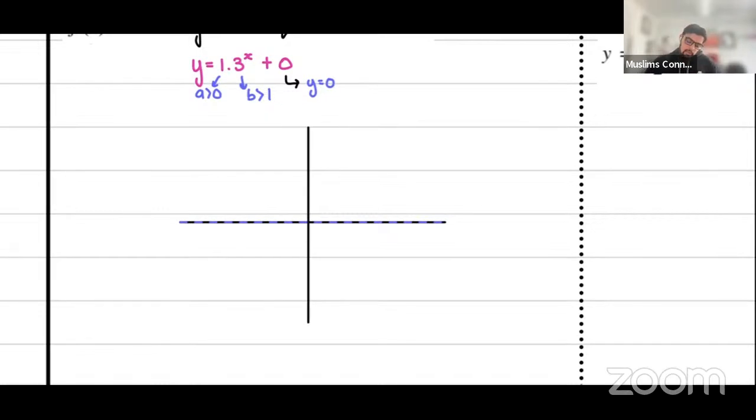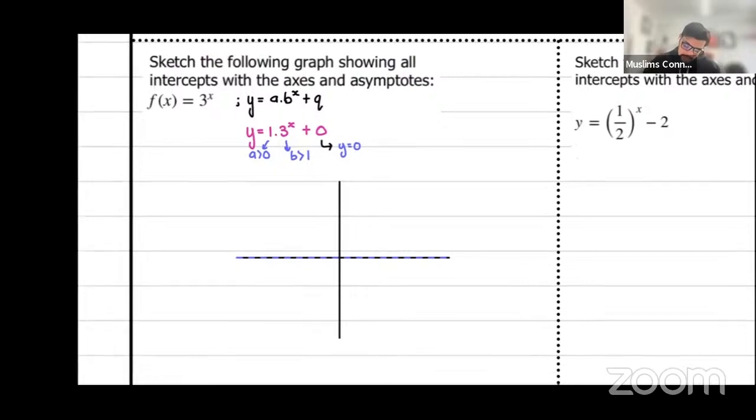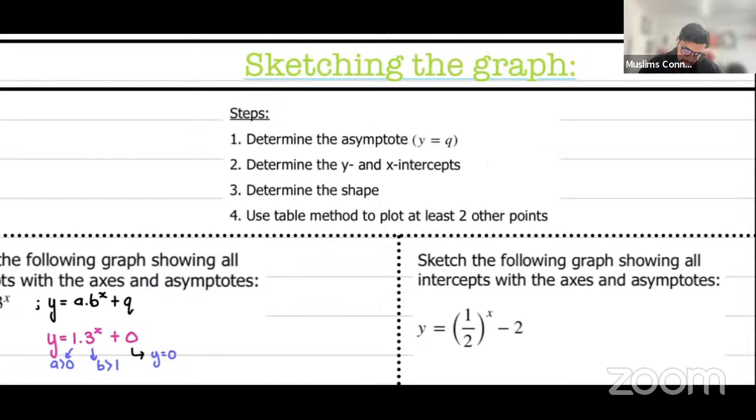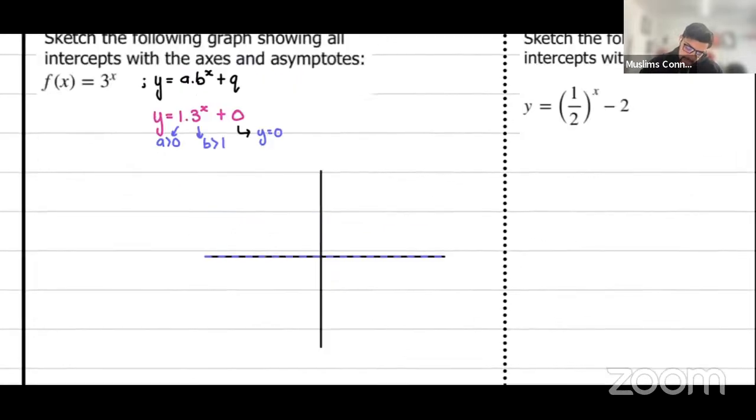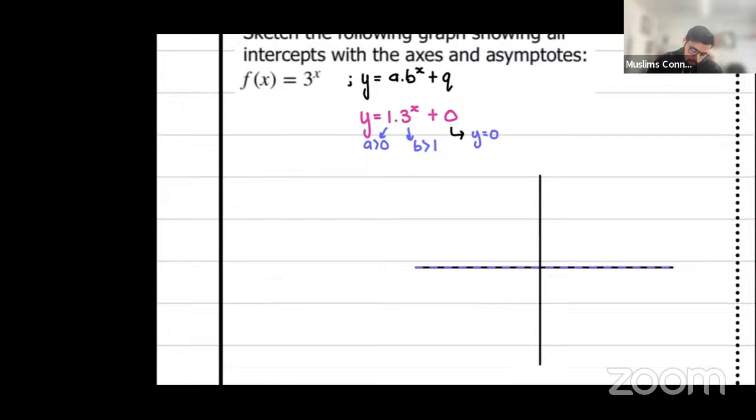Before we draw the function, let's look at the steps one more time. Determine the asymptote. So we did that. Y is equal to q. Y is equal to 0. Determine the x and y intercepts. So let's try and do that. How do you determine the y-intercept? Make x equal to 0. So what is it? Y is equal to 3 to the power of 0, which is equal to 1.